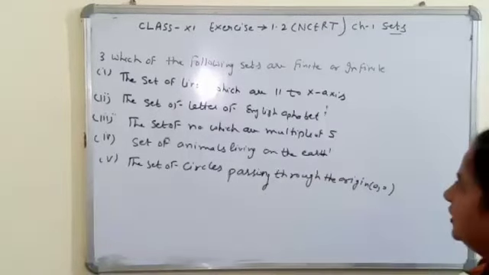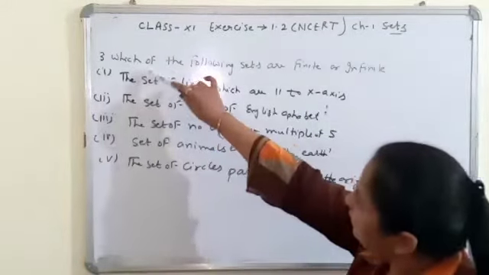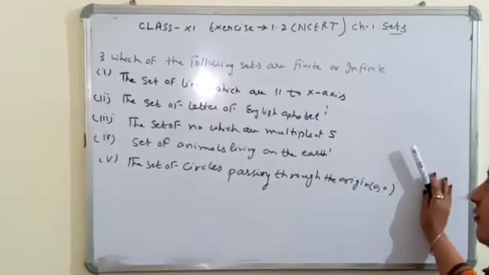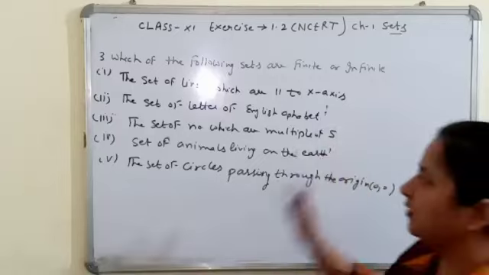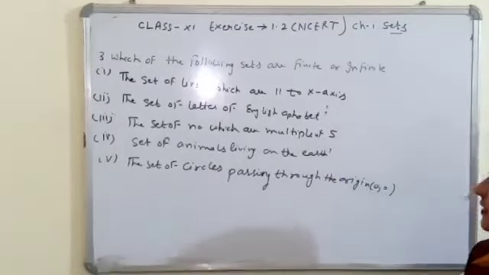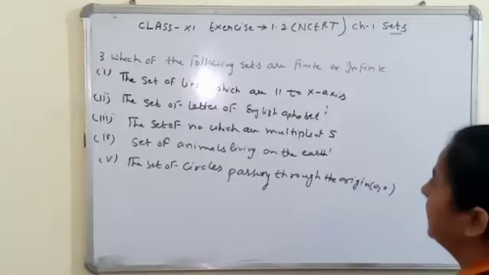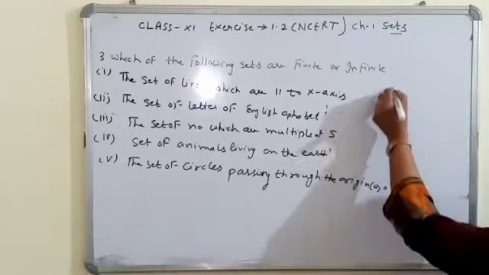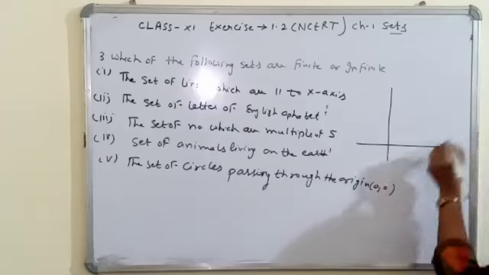Let's start question 3. Same as question 2: which of the following sets are finite or infinite? Same here, which we have already discussed in question 2. We have to tell whether these sets are finite or infinite. Let's read the statement of part 1: set of lines which are parallel to the x-axis. Let's see here whether it is finite or infinite.